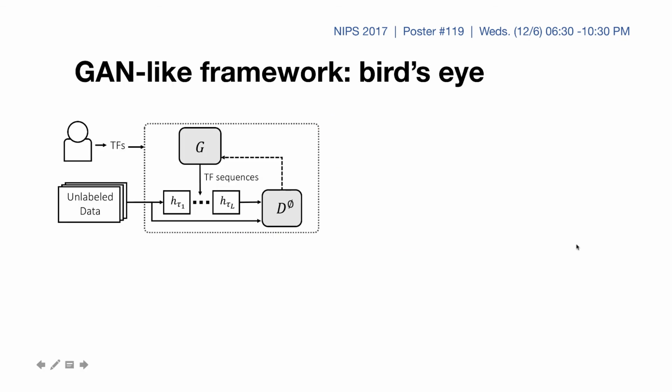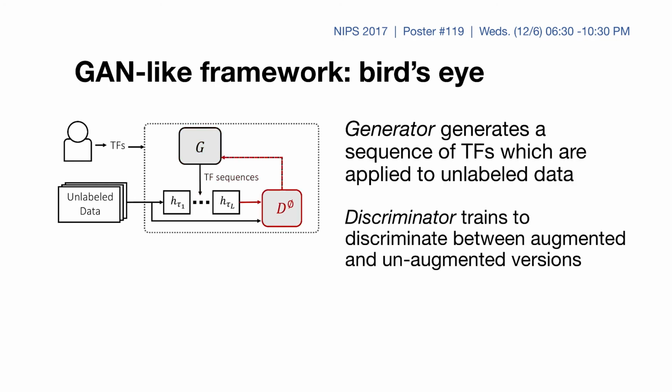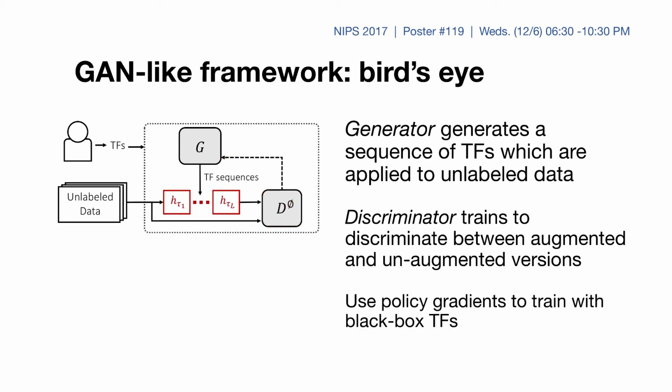To train our model, we use a generative adversarial approach. In this setup, the generator is a sequence model over transformation functions, and the discriminator is trained to discriminate between augmented and unaugmented data points. This forces the generator to produce transformation sequences which yield realistic-looking data points, and we also add an objective term to encourage diverse augmentations. We train the entire model using policy gradients to allow transformation functions to be non-differentiable or stochastic.